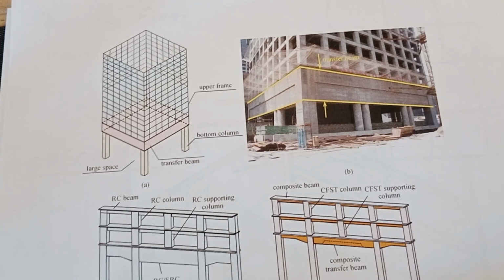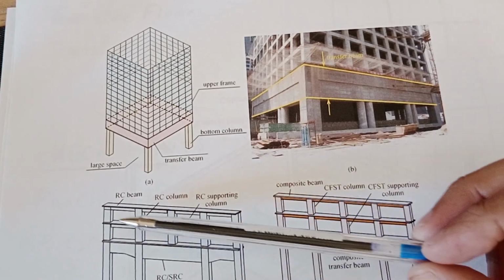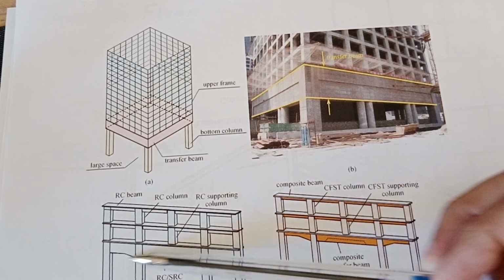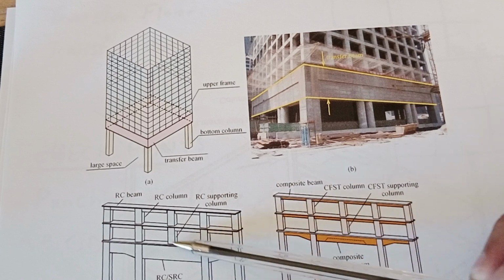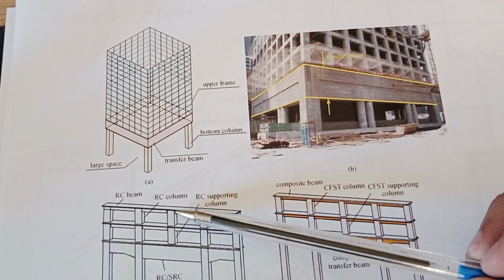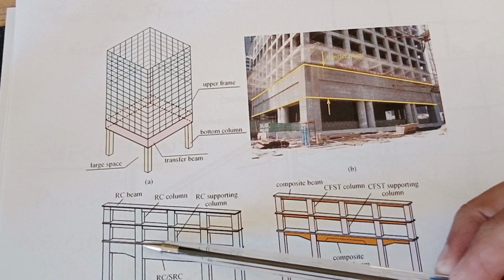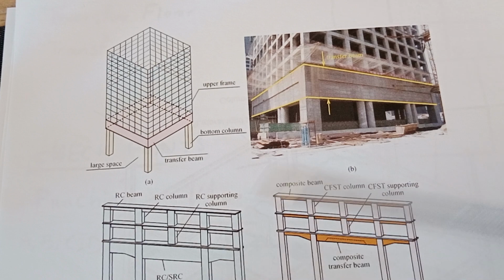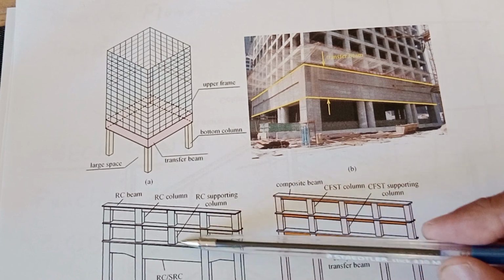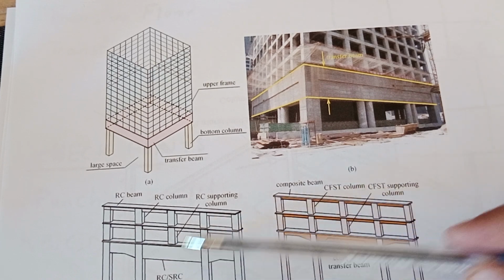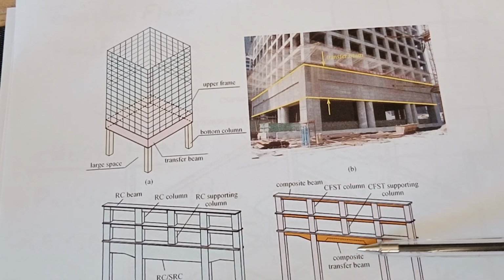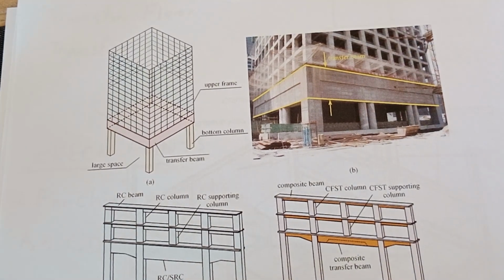Here is a view. We have identical floors here, and in the transfer level, the transfer floor here, we're going to ignore this part. It means that the loads from these columns are transferred to this floor, and then transferred to the columns again. We need to deal with some issues with this transfer. We may have an RC or a composite transfer beam or floor solution, and we're going to talk about that later.